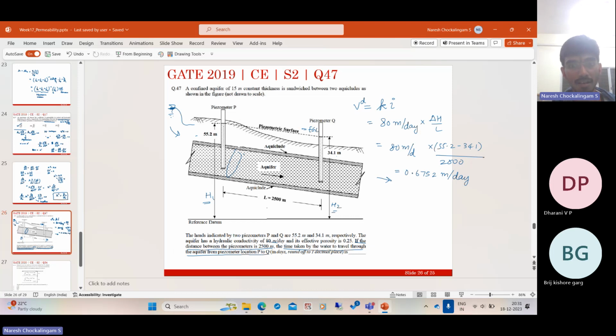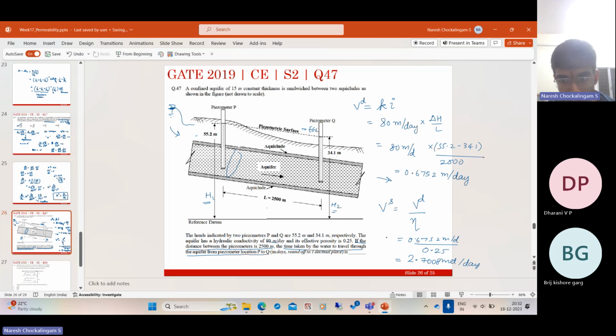That is not the velocity of water through the pores. So if you have to find out the time taken by water to travel, that is the usual distance by velocity type calculation. So that is the seepage velocity. That is the actual velocity of water through the pores. So as I said, seepage velocity is discharge velocity divided by the porosity. Now, what is the discharge velocity? It is 0.6752 meters per day. Porosity is a dimensionless number, 0.25. And the seepage velocity is something like 2.7008 meters per day.